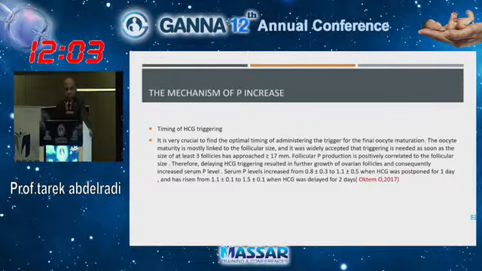Timing of HCG trigger. It is very crucial to find the optimal timing of administering the trigger for final oocyte maturation. The oocyte maturity is mostly linked to the follicular size. It was widely accepted that triggering is needed as soon as three follicles are more than 17 millimeters. Follicular progesterone production is positively correlated to the follicular size. Therefore, delaying the HCG trigger resulted in further growth of ovarian follicles and consequently increased serum progesterone. Serum progesterone increases from 0.8 ± 0.3 to 1.1 ± 0.5 when HCG was postponed for 1 day.